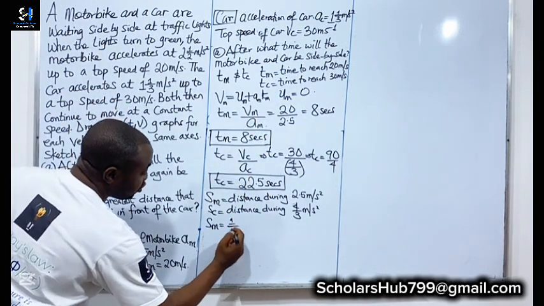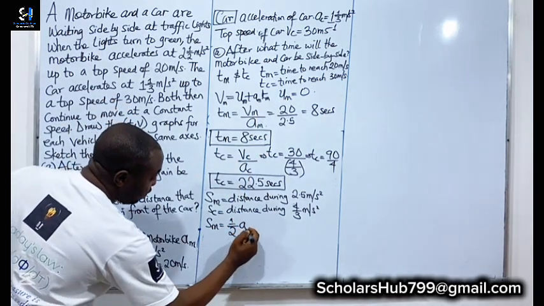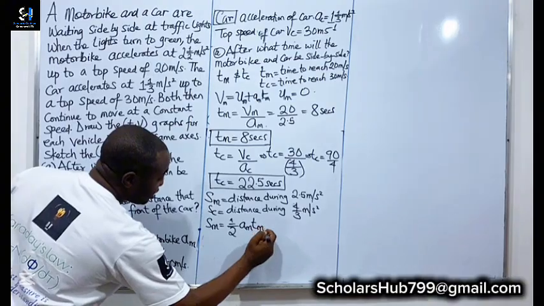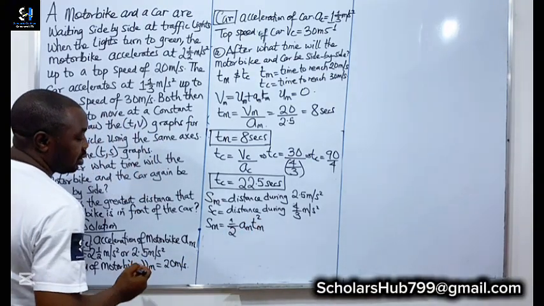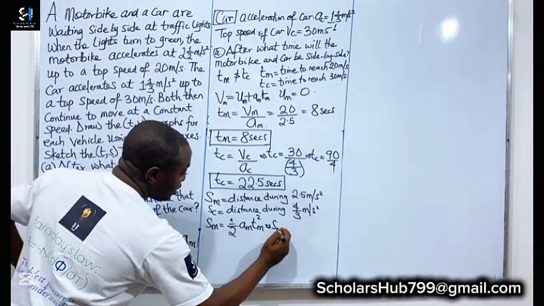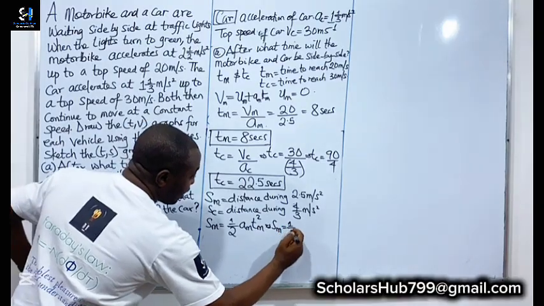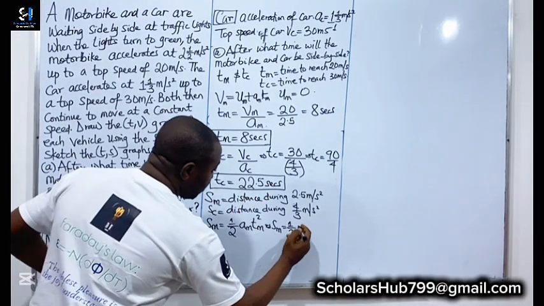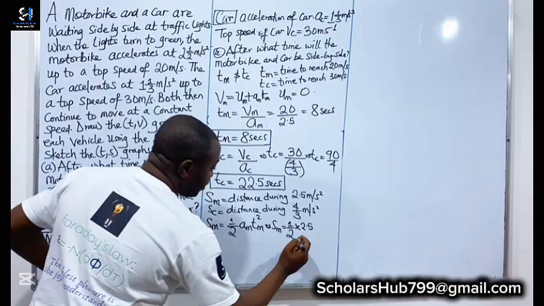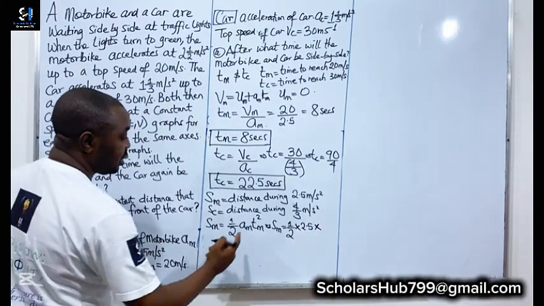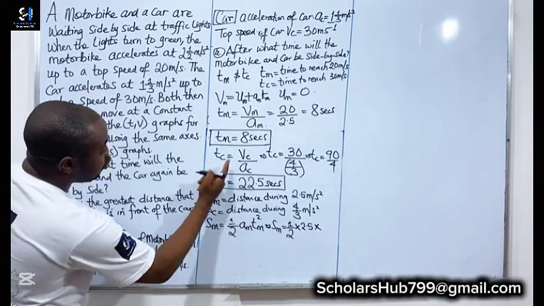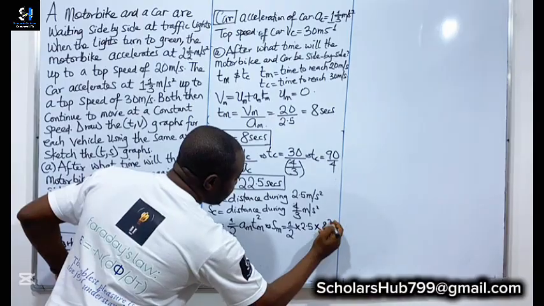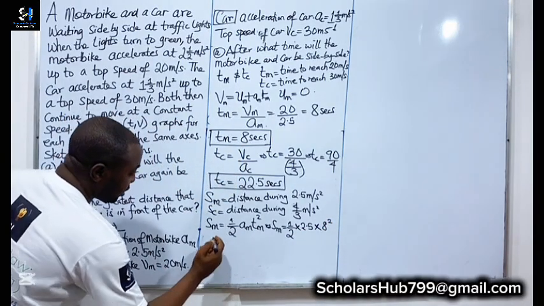All right. So now, to calculate this distance, we already know that um equals 0. So I'm going to make use of 1/2 a_m multiplied by tm squared. So this will be 1/2 of the acceleration, which is 2.5, multiplied by tm, which we calculated to be 8. So this will be 8 squared.